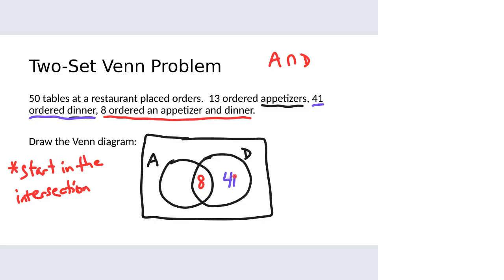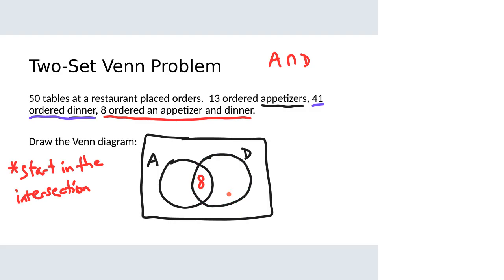Excellent, Stephen. I know exactly what you mean. Eight are already accounted for. That's perfect, Laura. You're exactly right. The reason we start in the intersection is we don't want to count things twice. When I look at the circle for dinner over here, it already has 8 people in it. If I put 41 more in there, now that circle has 49. And according to my diagram, 49 people ordered dinner, and that's not right.